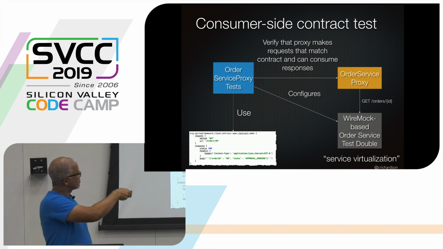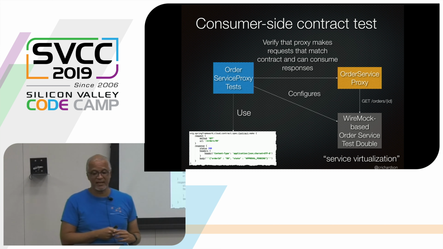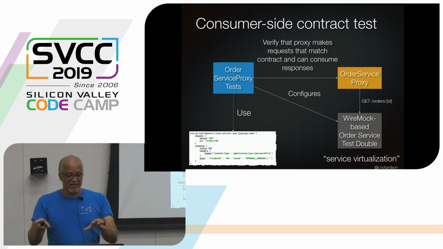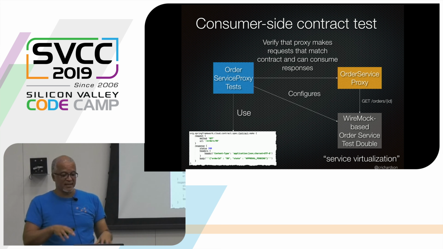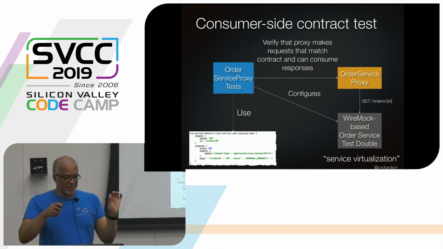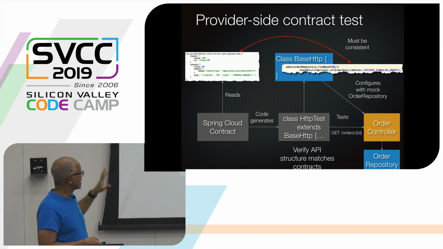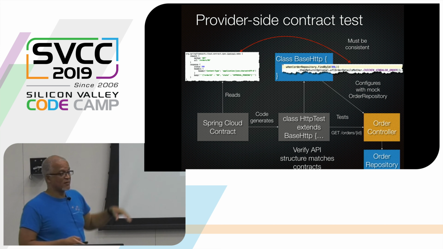So the order service proxy class that we're testing is just making calls, and it doesn't know that it's communicating with a simulation. So that's great. We're testing with a mock, so we're testing in isolation. But in order to make sure that the mock is accurately simulating the service, those contracts are actually used to test the service as well.